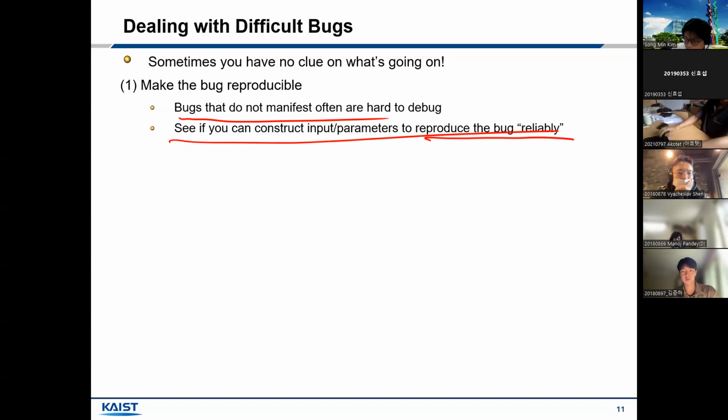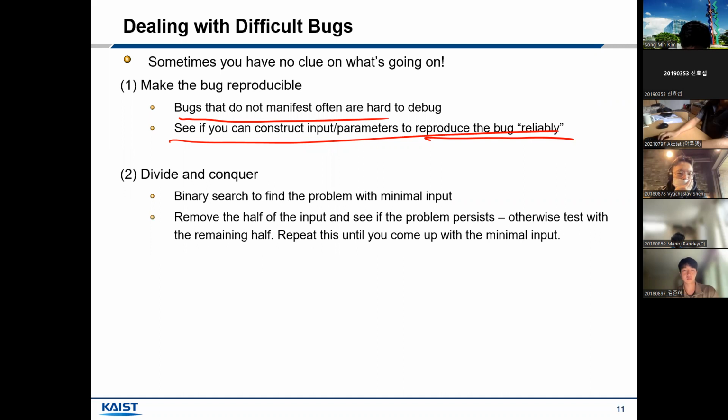In some cases, bugs come and go. There was a bug for some input, and for some other input there's no bug. This is really hard to debug. So in order to debug these cases, you need to find a condition or input parameters such that you can reproduce the error reliably.